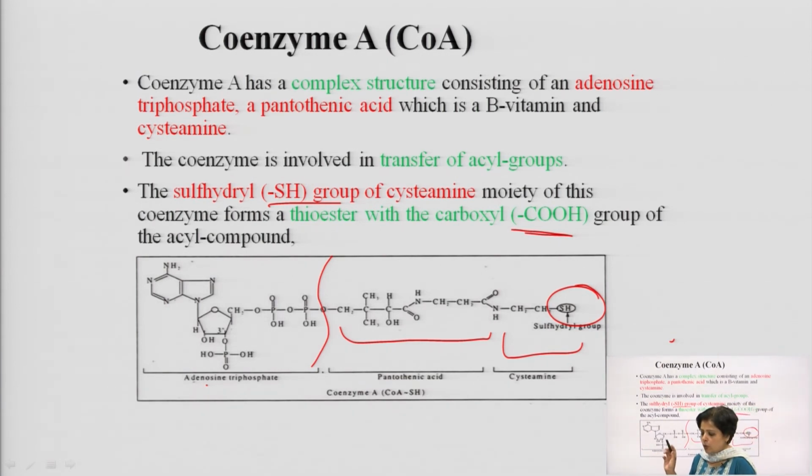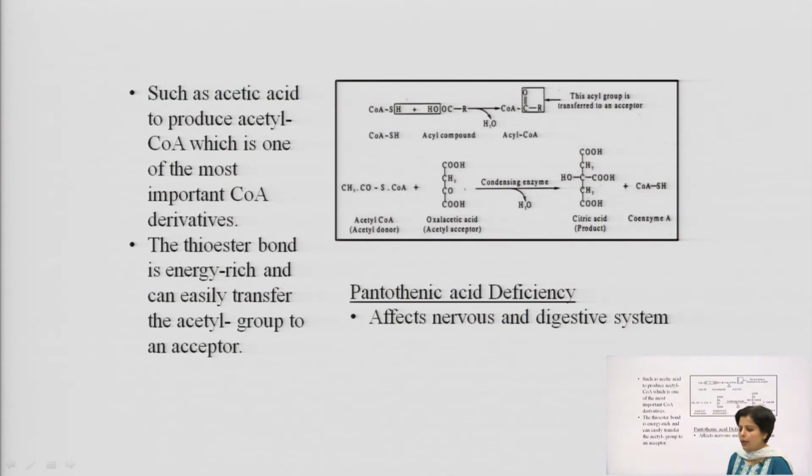So, the thiol group of the cysteine moiety of this coenzyme forms a thioester with the carbonyl group of the acetyl group, such as acetic acid, to produce acetyl coenzyme A, which is one of the most important coenzyme A derivatives. The thioester bond is energy rich and it can easily transfer the acetyl group to an acceptor. The deficiency will affect the nervous system and the digestive system.